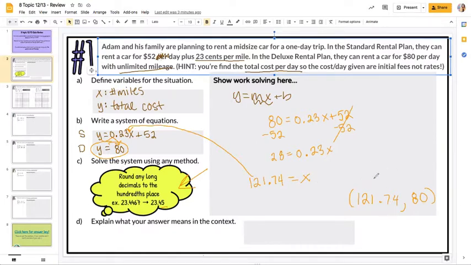As far as what this means, remember that x is our number of miles, and y is our cost. So this just means that they will cost $80. Both plans will cost $80 after 121 miles. So at about 121.74 miles, both plans cost $80. All right, pause this if you need to take a look at this. We're moving on.